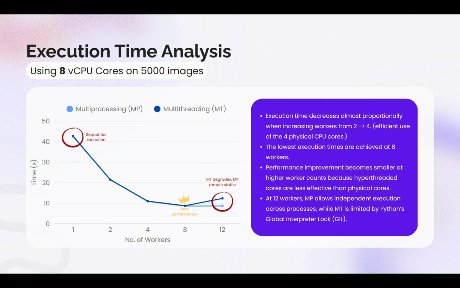At 12 workers, the multi-threading performance degrades, while the multiprocessing performance remains stable. Overall, multiprocessing is still performing better than multi-threading. The performance improvement becomes smaller at higher worker counts because the hyper-threaded cores are less effective than physical cores for CPU-intensive tasks.